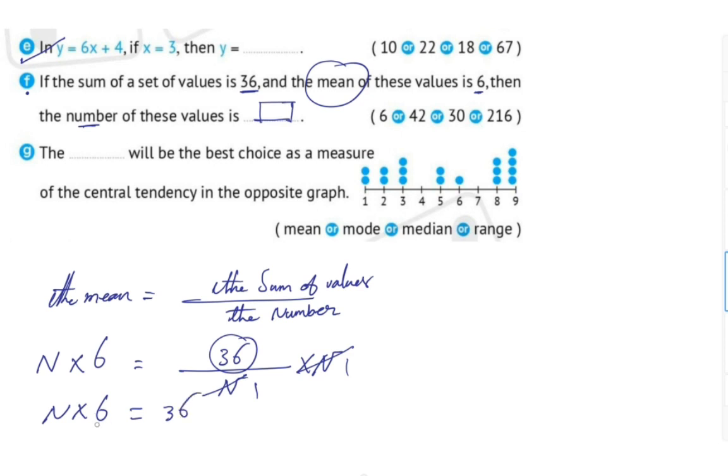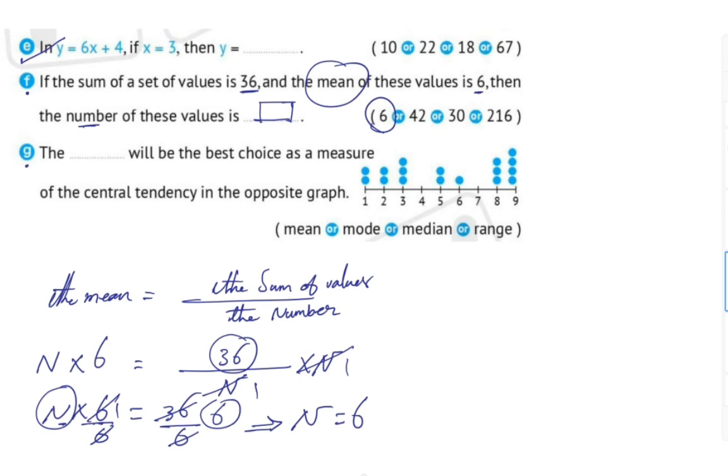To get rid of this 6 and make n alone on the left side, I will divide both sides by 6. Okay, 6 divided by 6 equals 1. 36 divided by 6 equals what? Equals 6. Why? Because 6 times 6 equals 36. Now I have just n on the left side, and it equals 6.